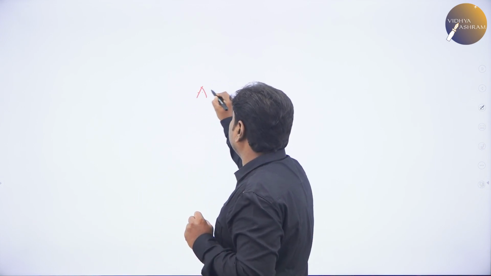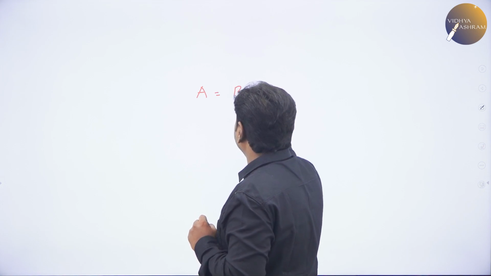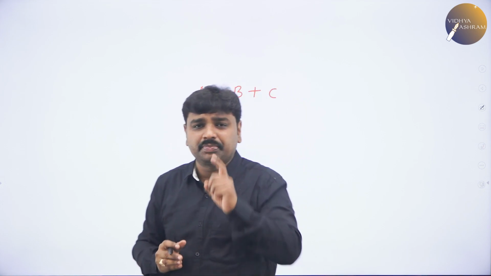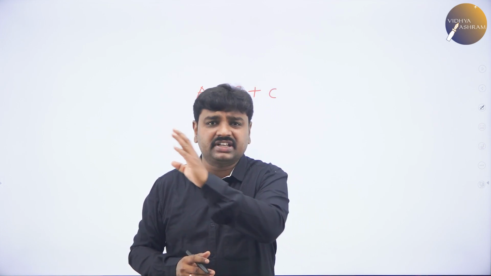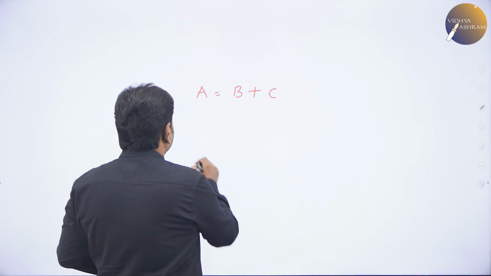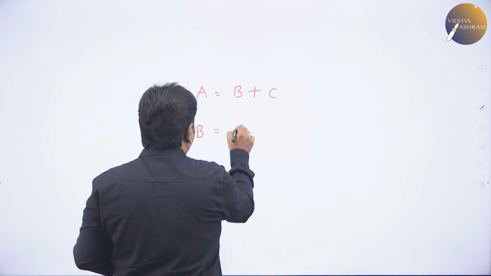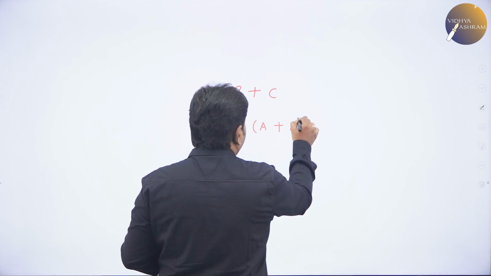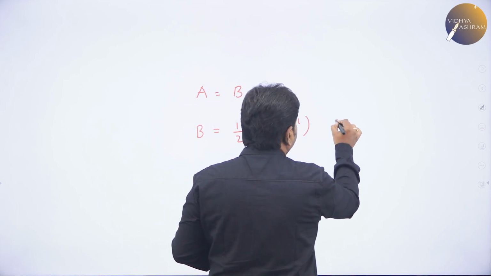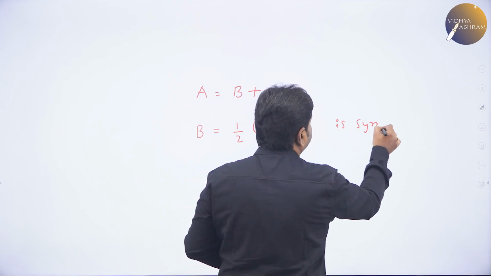Given matrix A, you can write it as B plus C. So first step is what? Take the given matrix and write it as B plus C. Then here the value of B is half into A plus A dash, and definitely which is symmetric. This is the symmetric part.